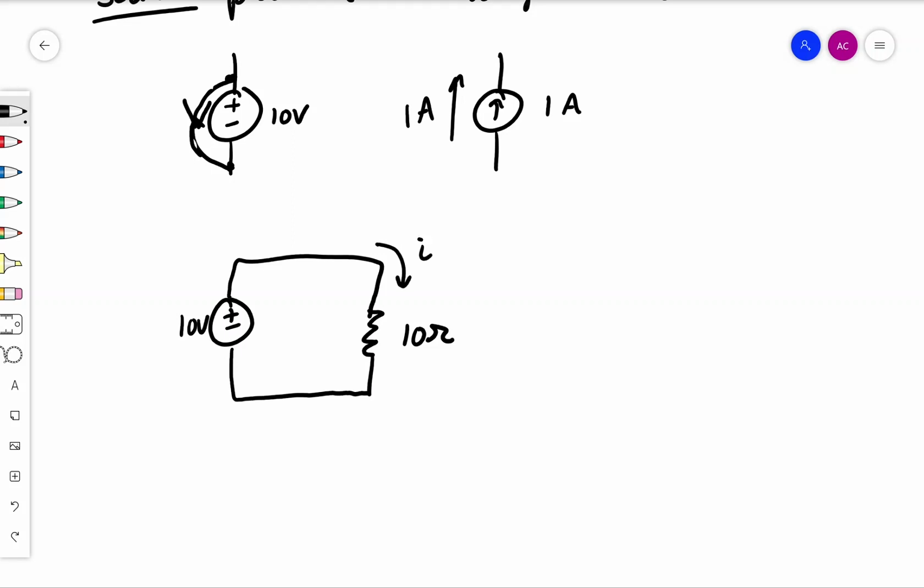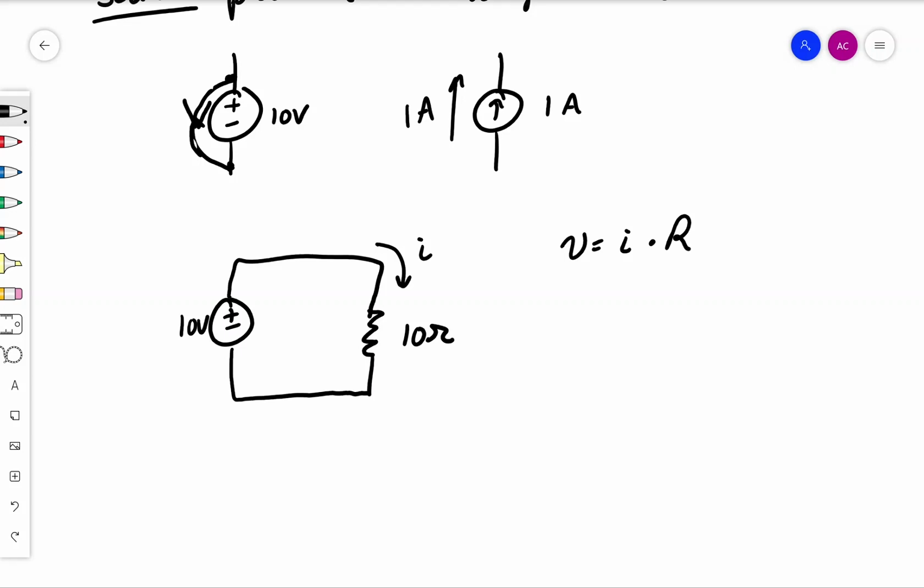So we want to know the current I. And that's the only thing that we don't know about this circuit, because we know the voltage and we know the resistance. So how can we find the current I? Well, the answer is we can use Ohm's law. So Ohm's law again is V equals I times R.